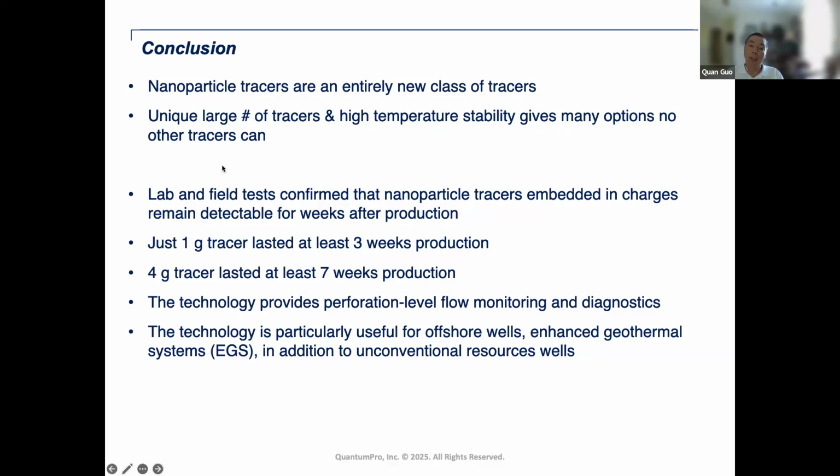So specific to the cluster level of monitoring using the tracer embedded charges, the lab and field test confirmed that the nanoparticle tracers embedded in the charges remain detectable for weeks after production. More specifically, just 1 gram of tracer lasted at least 3 weeks of production. 4 grams of tracer lasted at least 7 weeks of production. So this gives a method for perforation level or cluster level flow monitoring and diagnostics.